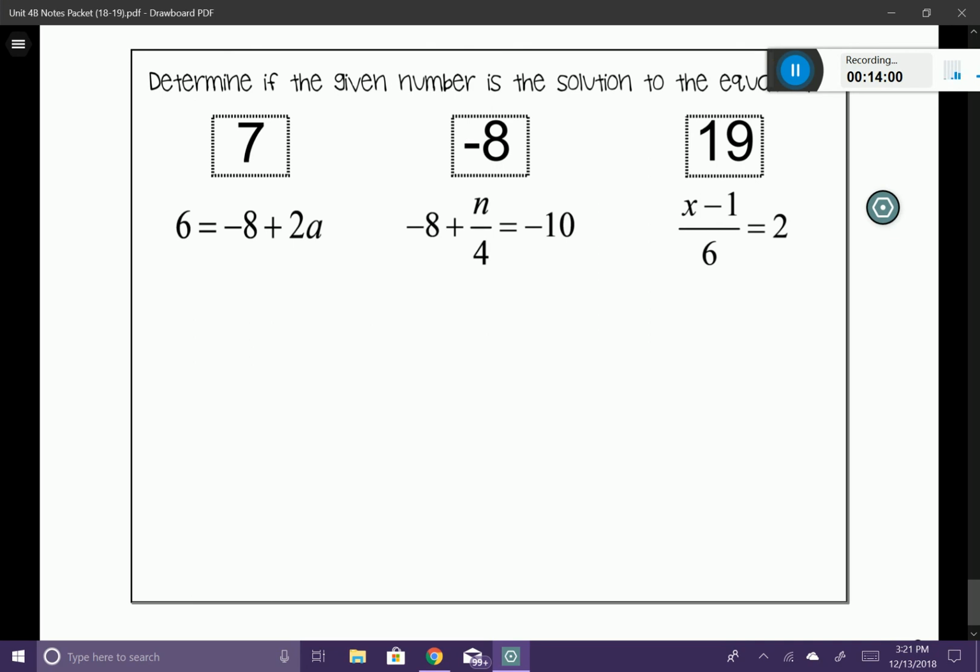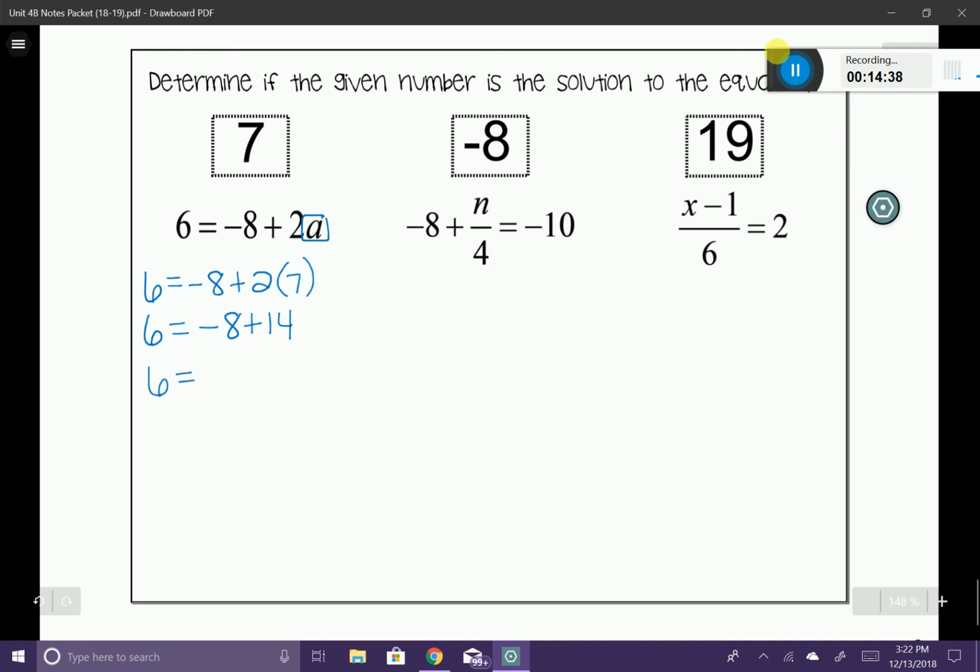Determine if the given number is the solution to the equation. So we want to know, is this the solution to this equation? And the only way to figure it out is to substitute it in for the variable. You can see that my variable in the first one is a. So I'm going to substitute 7 in for the a. All right, so 6 is equal to -8 plus 2 times 7. So that's going to leave us with 6 is equal to -8, and then 2 times 7 is going to be positive 14. Let's see if -8 plus 14 equals 6. So 6 is equal to 6, which satisfies this equation. So that means 7 is going to be the only number that you can plug in for a to get the left side of the equation equal to the right.